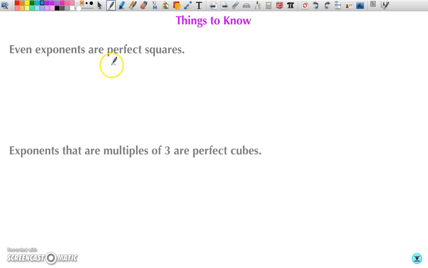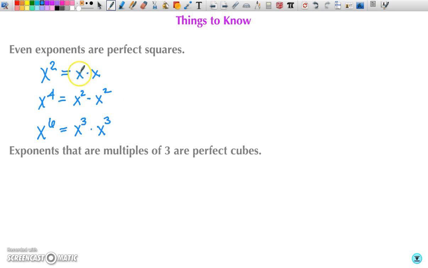So a couple of things to keep in mind. Even exponents are considered perfect squares. So even exponents being x squared, x to the fourth, x to the sixth. And that's because x squared is really just x times x. X to the fourth is x squared times x squared. And x to the sixth is x cubed times x cubed. And the laws of exponents tell us that we add our exponents together. 3 plus 3 gives you 6. 2 plus 2 gives you 4. 1 plus 1 gives you 2.